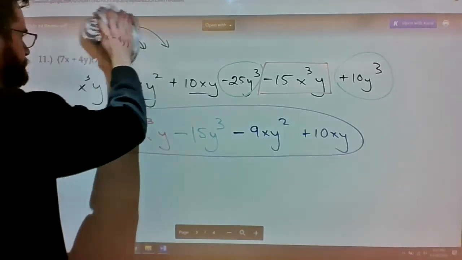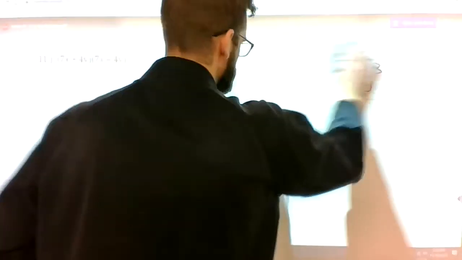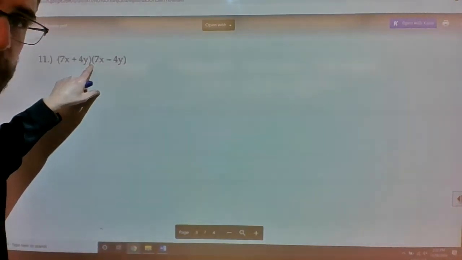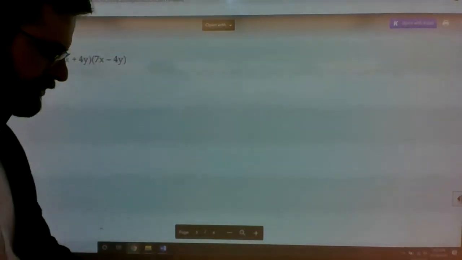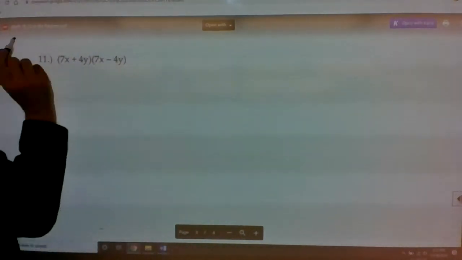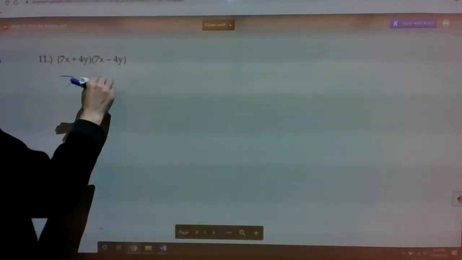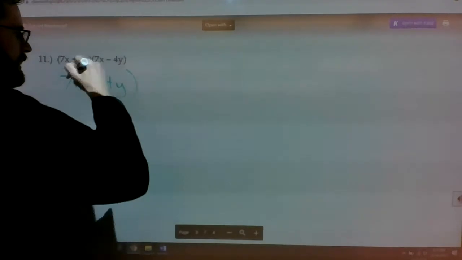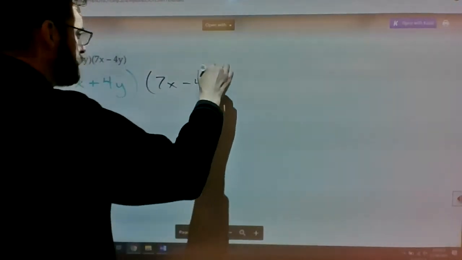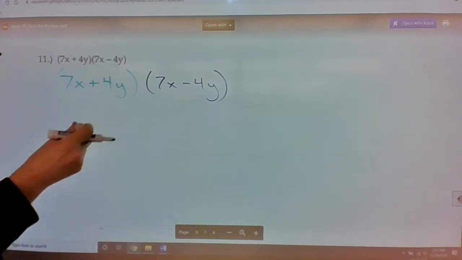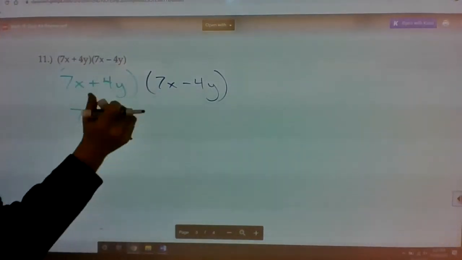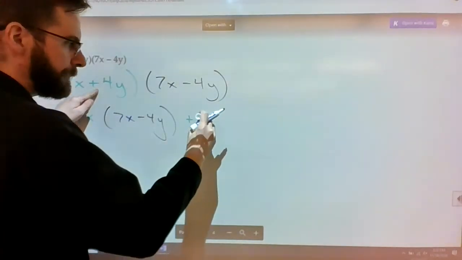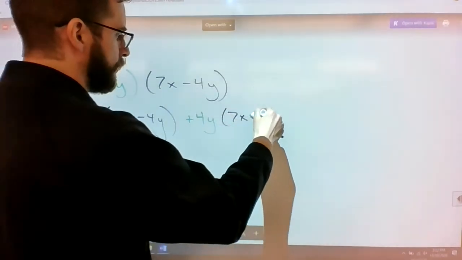Check out 11. If you'll notice, there's no plus or minus between the parentheses. That means multiplication is implied. So this is one of those situations where you've got one of the binomials in one color, the other binomial in a different color. We're multiplying all the green 7x's times all the purple 7x minus 4y's. Then we're going to take the positive green 4y multiplied by the 7x minus 4y.